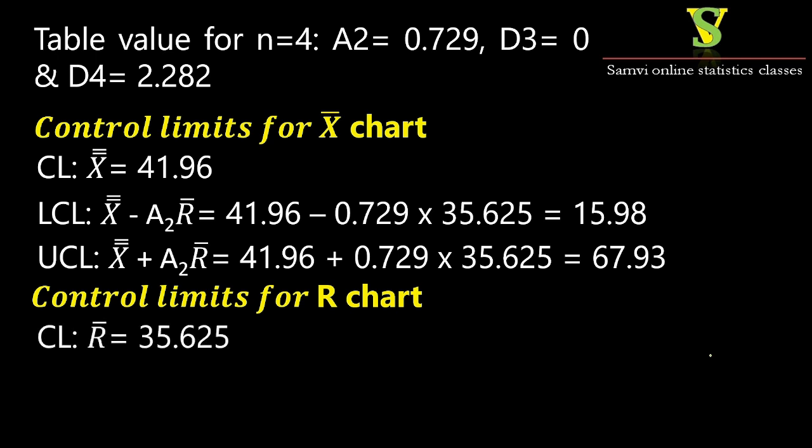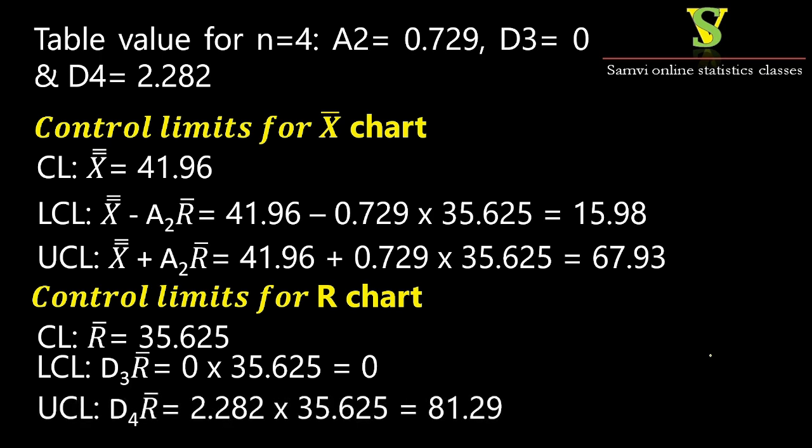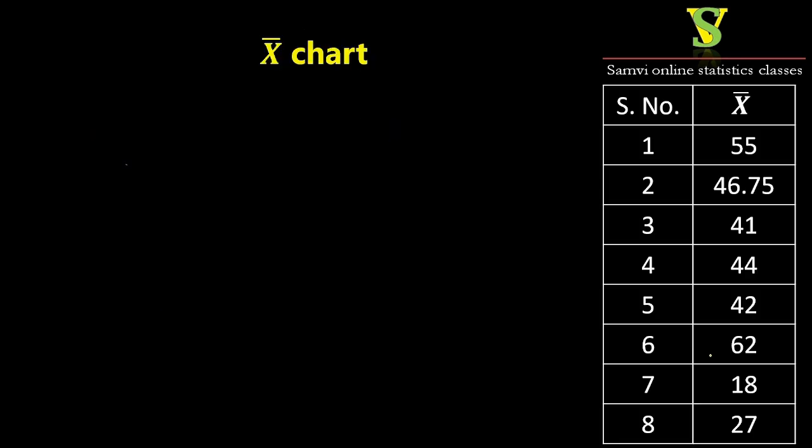So center line CL is R bar, which is equal to be 35.625. Lower control limit is D3 R bar, which is equal to be 0 into 35.625. If I multiply here, I'll get here 0. Then upper control limit D4 R bar, which is equal to be 2.282 into 35.625. If I multiply here, I'll get here 81.29.